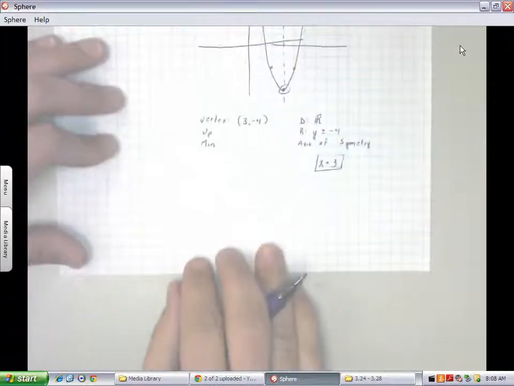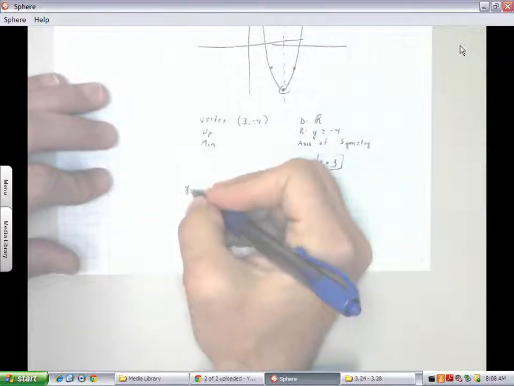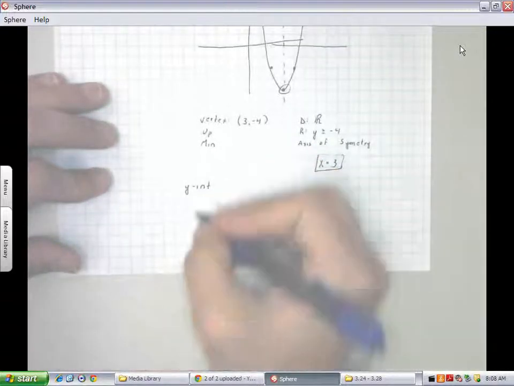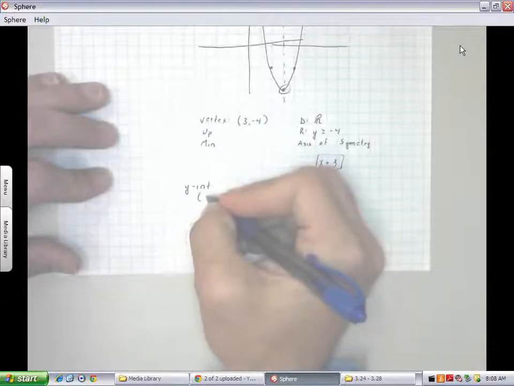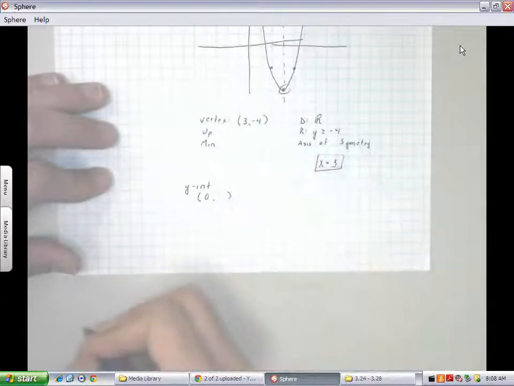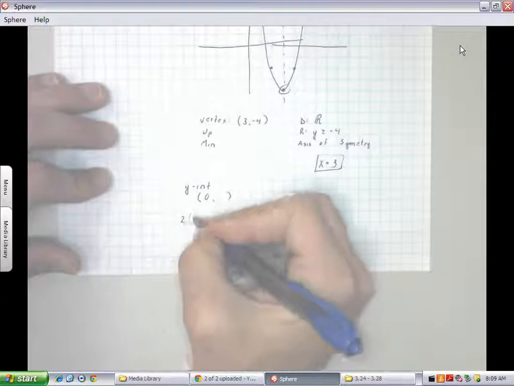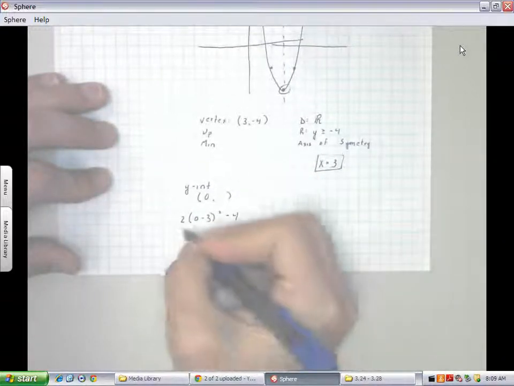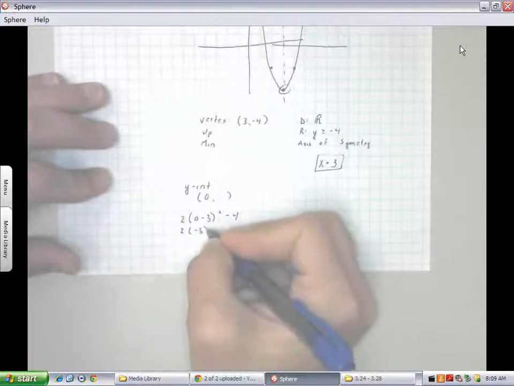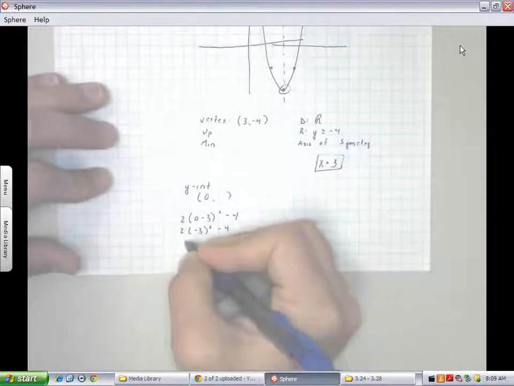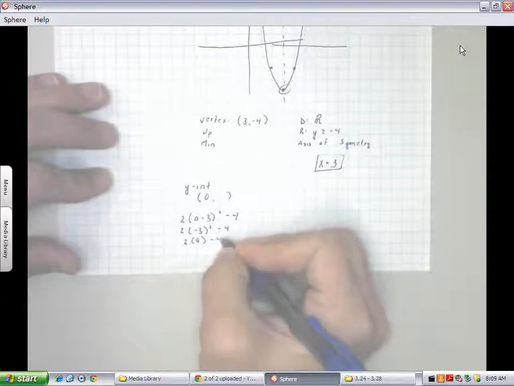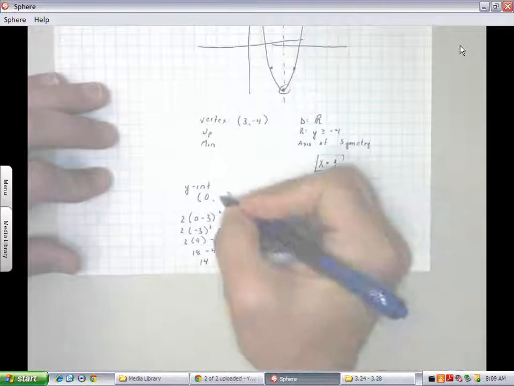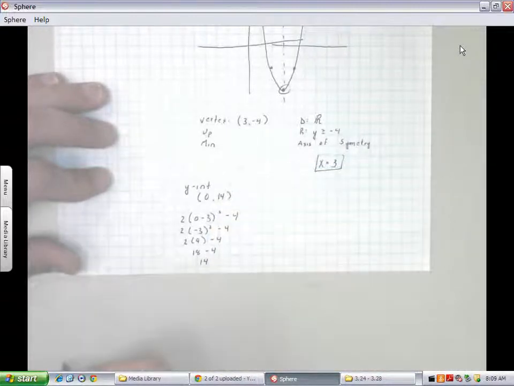Now last but not least, I'm going to have to find my y-intercept and my x-intercepts. Well, to find my y-intercept, I always need to remember that I'm going to plug in 0 for x. Always. So 2 times 0 minus 3 squared minus 4 is 2 times -3 squared minus 4, 2 times 9 minus 4, 18 minus 4, 14. So my y-intercept is at 0, 14.